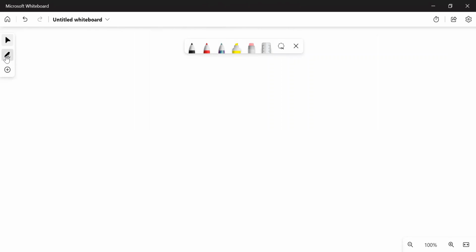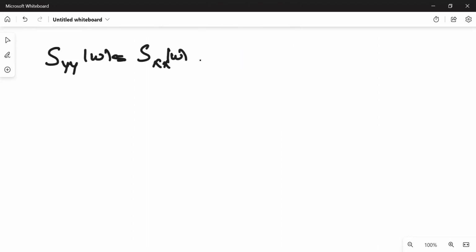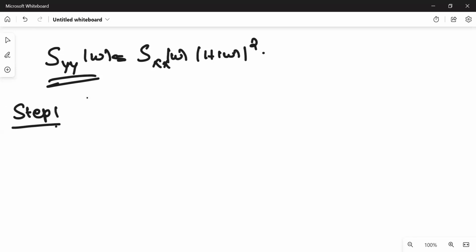The first step: what do we have to prove? We have to prove that S_y of omega is equal to S_x of omega into modulus H of omega the whole square. On the left hand side, we have S_yy of omega. To get that, we first should get R_yy, because we know S_yy is nothing but the Fourier transform of R_yy. So first we'll start with R_yy of tau.